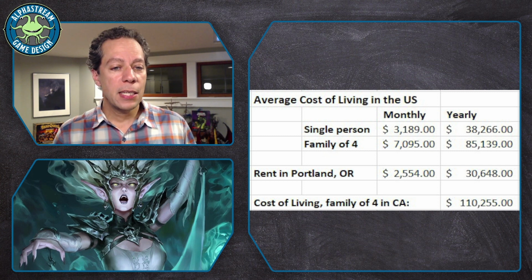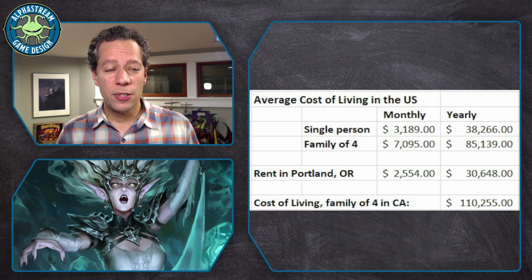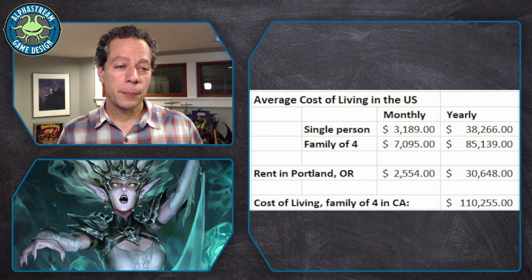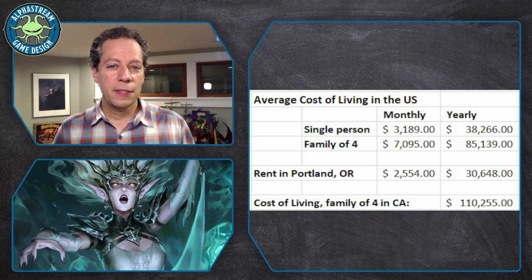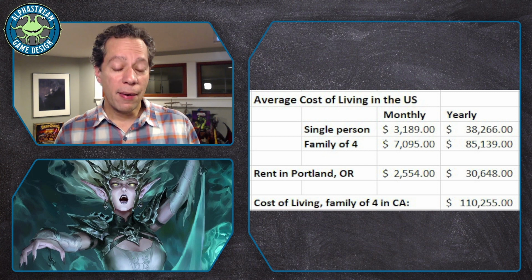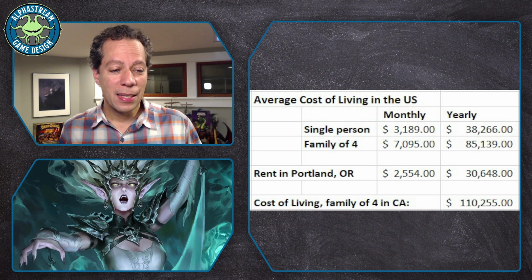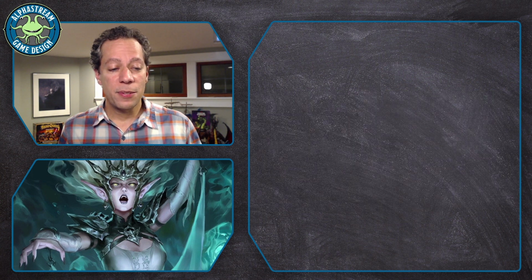This really changes depending on where you live in the US. So if you live in Portland, Oregon, where I happen to live, rent will cost about $2,554 a month. That's $30,600 a year. And in California, which has the third highest cost of living in the US, if you have a family of four, your cost of living total is about $110,255. Right? So that is substantial.